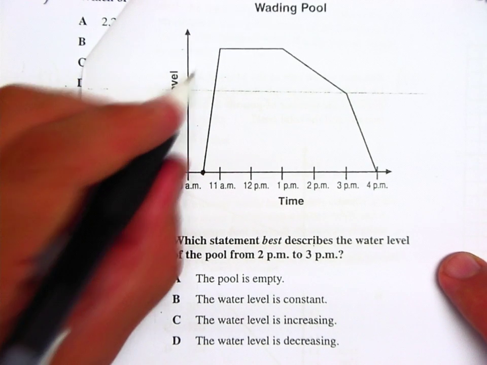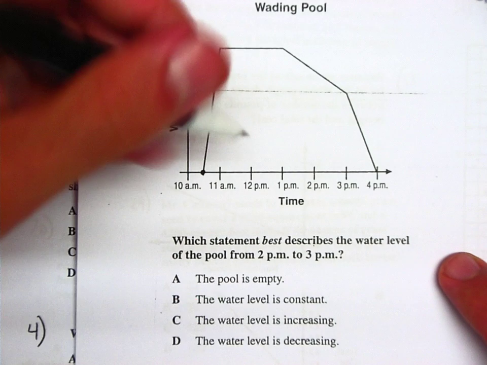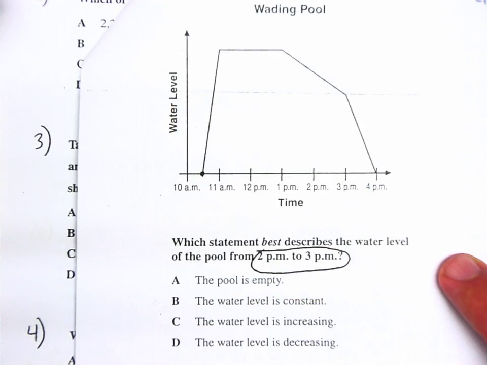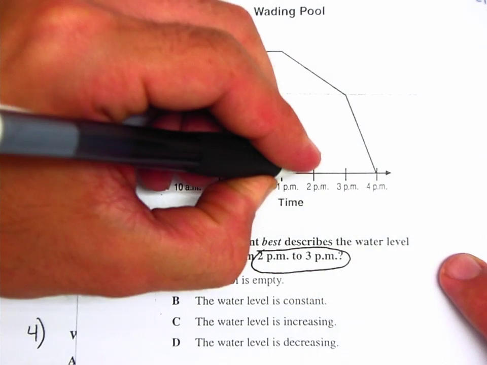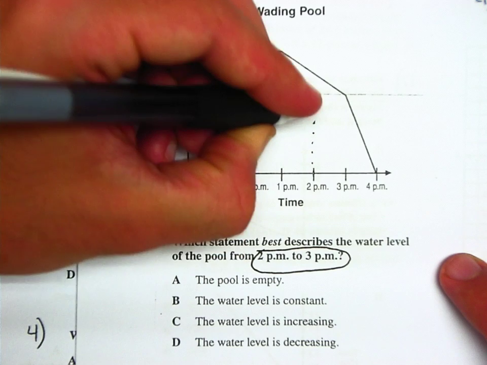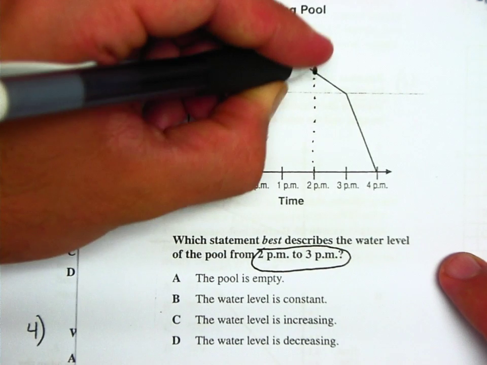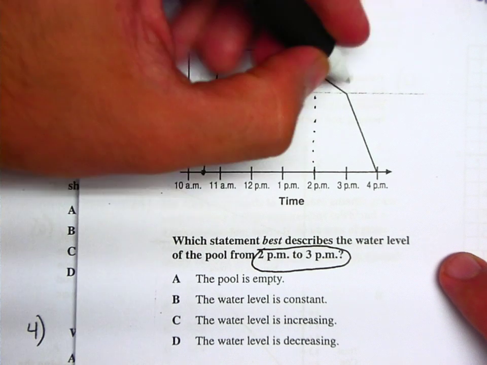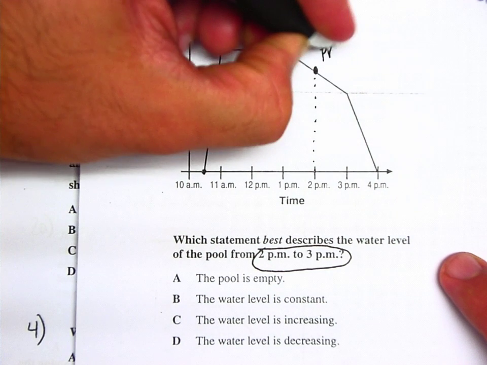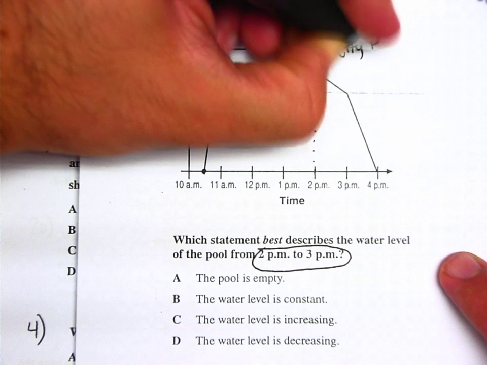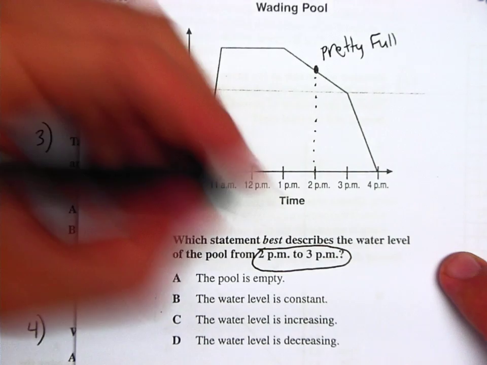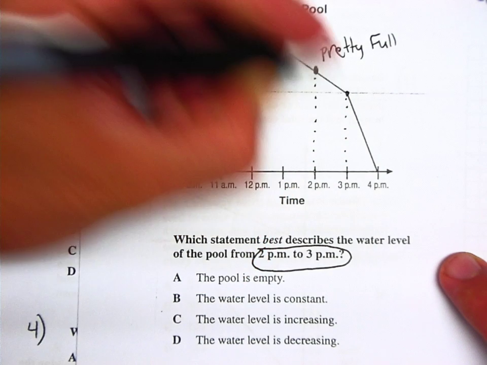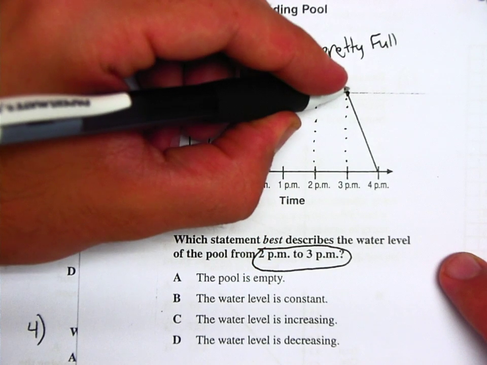The question is asking, which statement best describes the water level of the pool from 2 to 3 p.m.? So I need to focus on just that time. If I look at the graph, here's 2 p.m., I'll go up. That's 2 p.m. Let's say the pool is pretty full. But then at 3 p.m., you can see that it's getting less full.